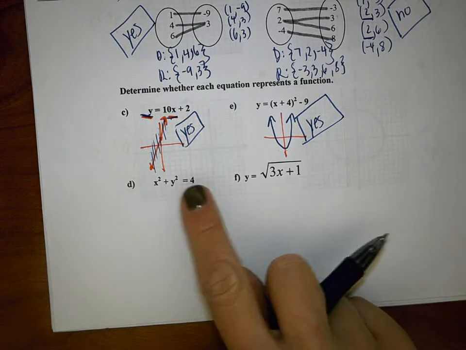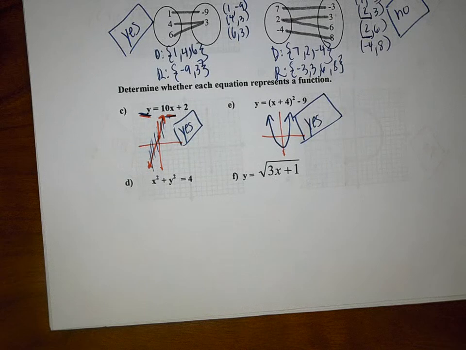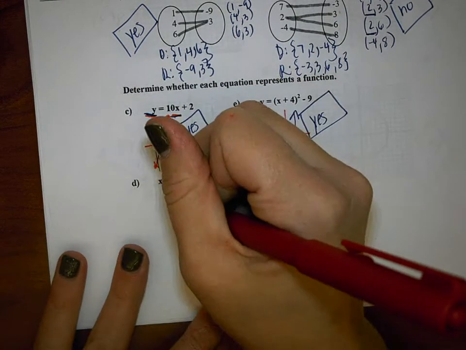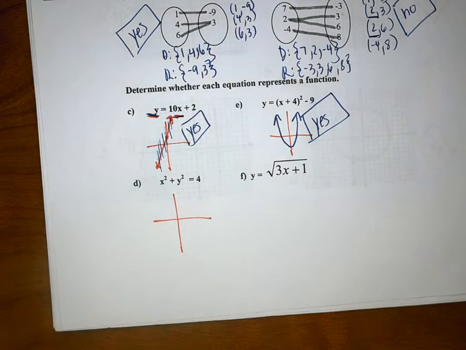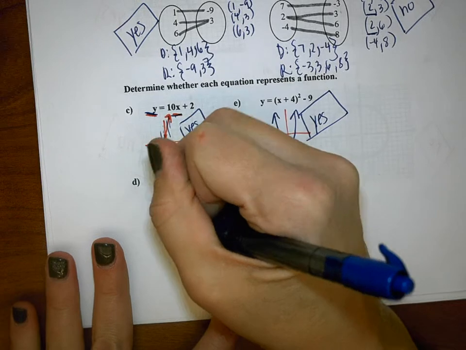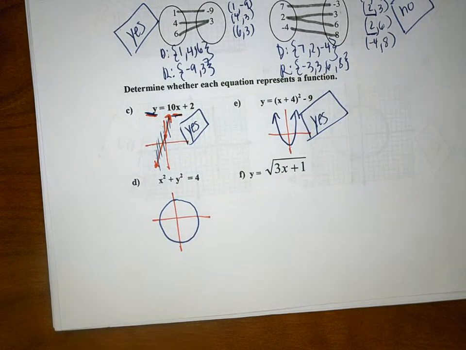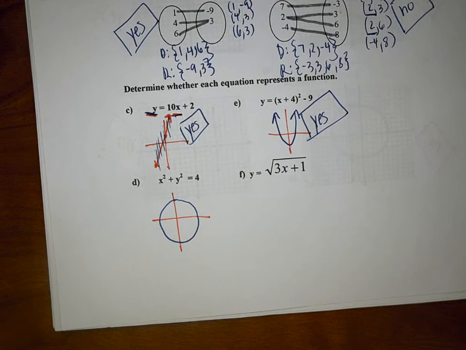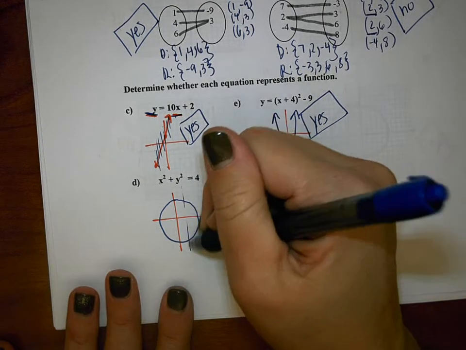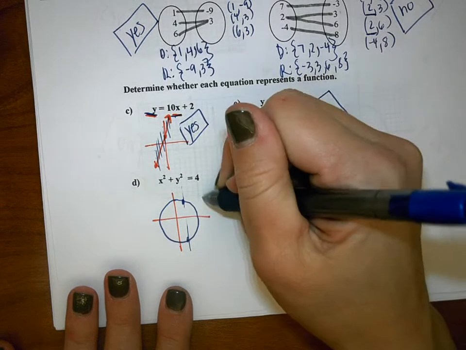Do you guys know what kind of graph this makes? Whenever you have two squared terms, it's going to make some type of circle or ellipse, or oval, okay? So anytime you have a circle or an oval or anything like that, do you think it's going to be a function? No, because again, if you did your vertical line test, it would hit 2 points. So this is no.